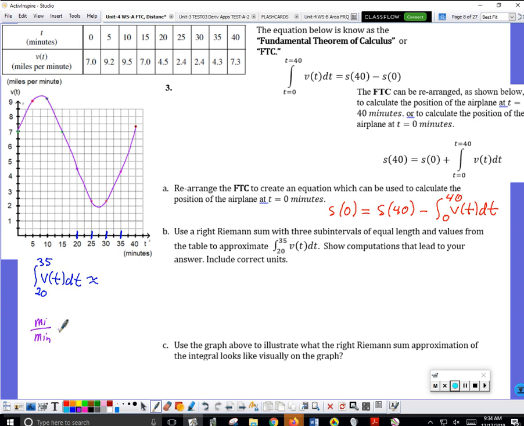This change in time will be some number of minutes. So these divide out. My final result will be in miles, which makes sense because when I integrate velocity, I get a change in position. So I'm just double checking to make sure my units work, because I get paid for the units. Plus it avoids mistakes.